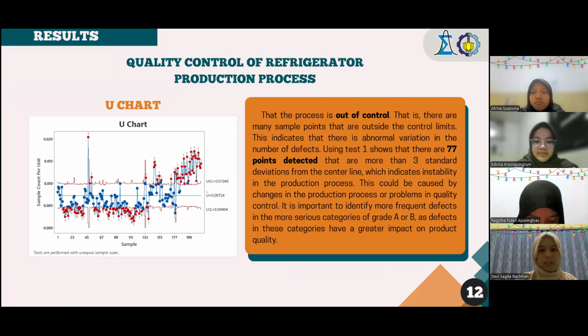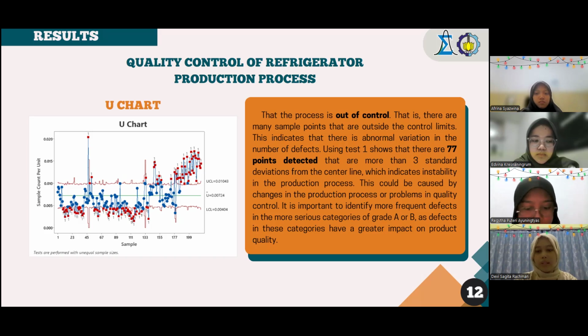Okay, next, quality control of the refrigerator production process. Here we use two control charts: the U chart and the demerit chart. In the U chart, the process is out of control. That is, there are many sample points that are outside the control limits. This indicates that there is abnormal variation in the number of defects.